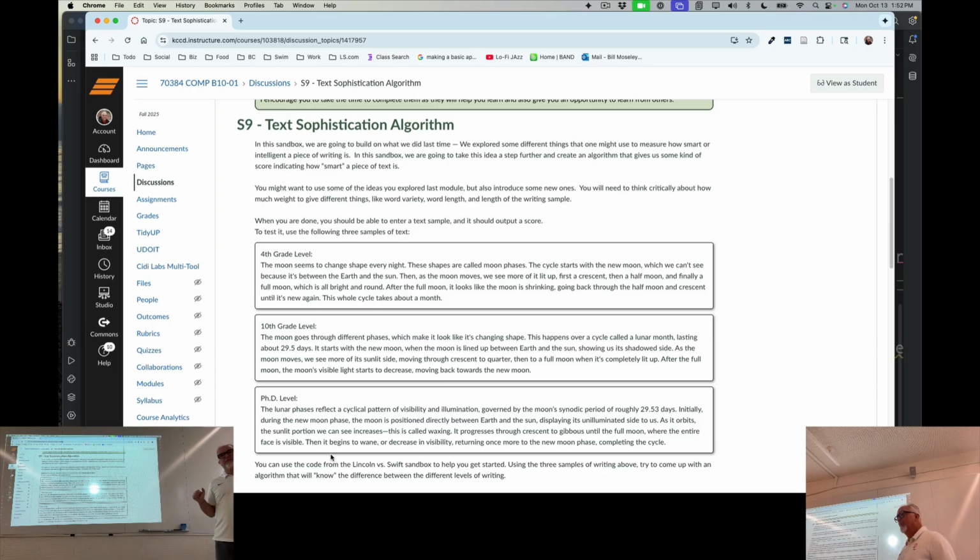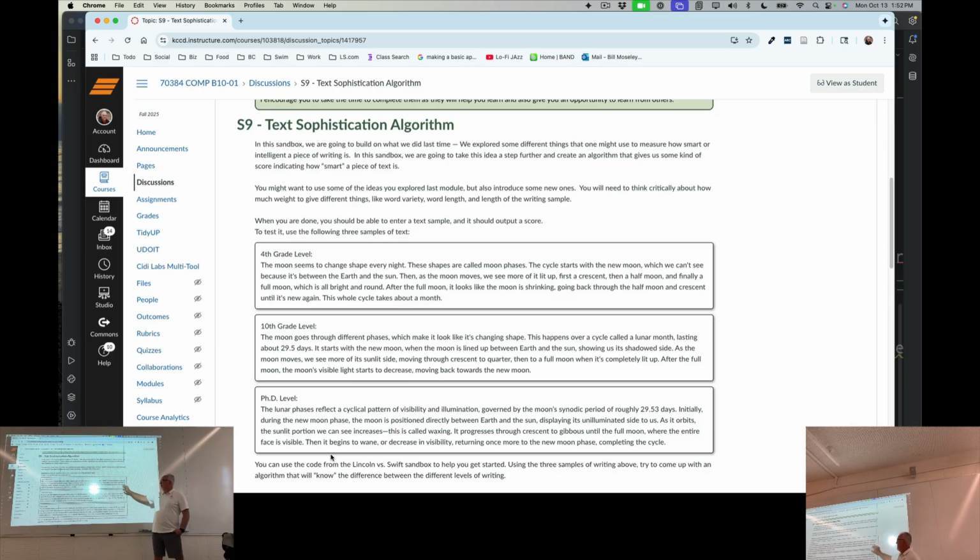So your job, the problem I want you to solve here, is to come up with an algorithm that you can give these 3 pieces of text to. And the algorithm should come up with a score, a number. What that number represents exactly is up to you. But what it should represent in a practical way is, let's say, it doesn't have to be 4, 10, and 16 or anything like that.